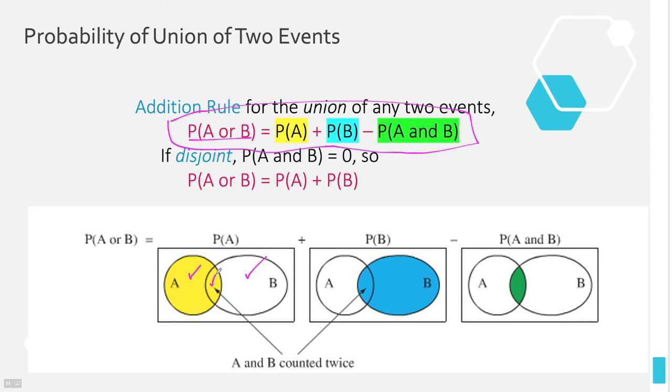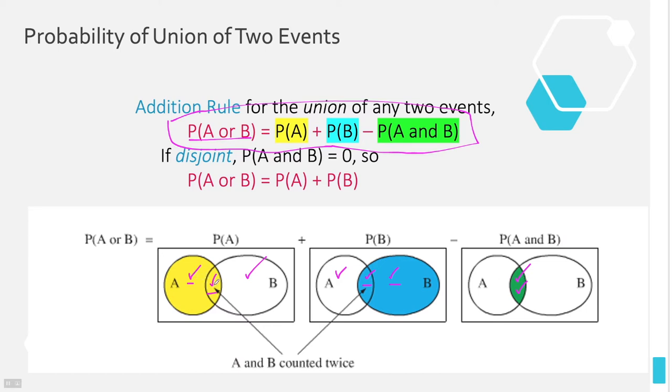So we should include all three of these sections. Well, our yellow includes this section and this section. And then, of course, if we have our three check marks, our blue includes this section and this section. But we've counted the almond shape in the middle, which is now labeled in green. We've counted this twice, and we only want to count it once.